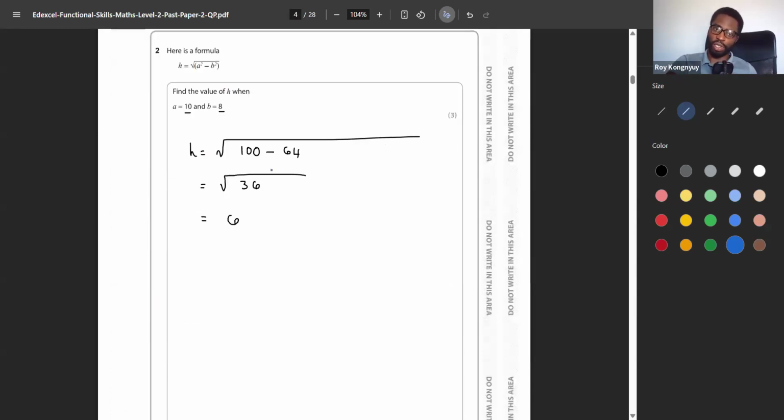With this formula, all we did was we substituted the values of A and B into this formula. All right, and this simply means this, right? 10 squared is 10 times 10. 8 squared is 8 times 8. Right? And the square root of 100, that's 10. Since 10 times 10 is 100.